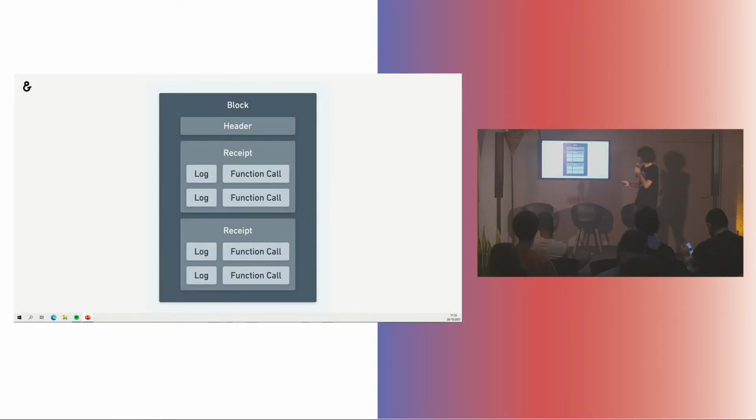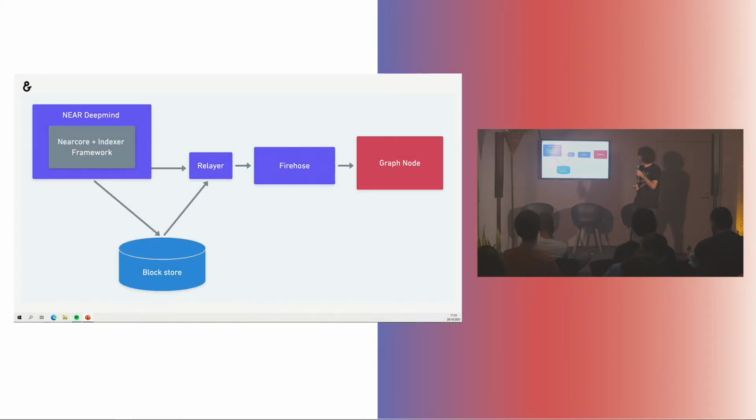So, what are you interested in in a Near block? This is a Near block from the point of view of what's relevant to The Graph right now. It has a block header, and it has a bunch of receipts that have been executed at that block. And the receipts have the logs, or they have function calls, and things that are relevant for developers to handle in their subgraphs. So, how do we get those blocks into Graph Nodes so we can feed them into the mappings?